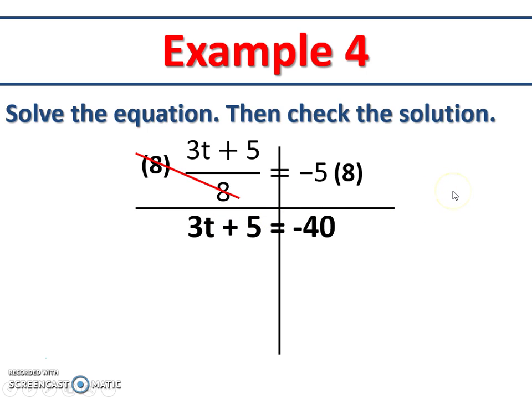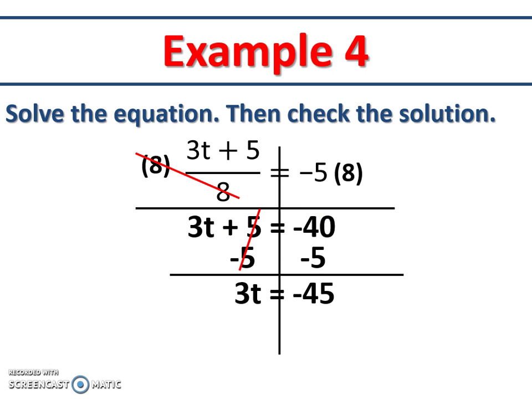Okay, what would our second step need to be? Okay, we're going to subtract 5 from both sides, leaving us with 3t is now equal to negative 45. And our last step, we'll divide both sides by 3, leaving t is now equal to negative 15.